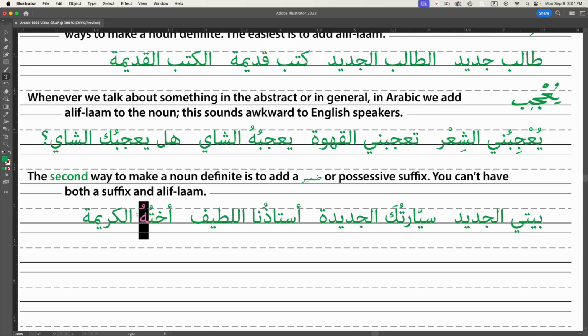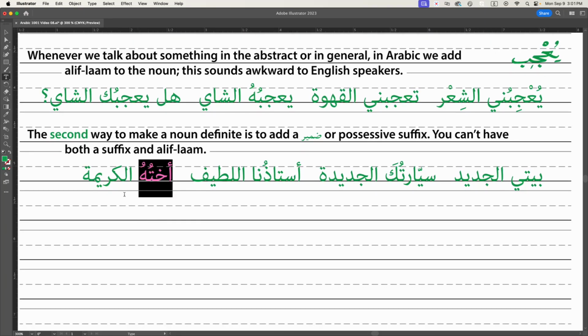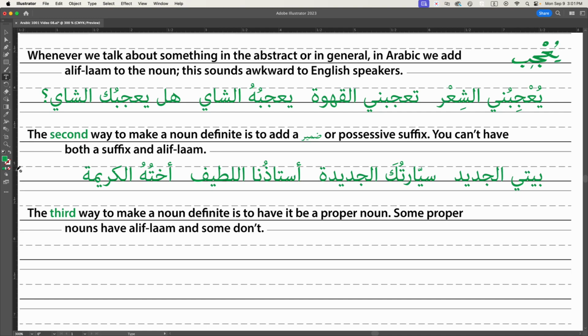So if you add a domir or possessive suffix, the adjective in a phrase needs to have alif lam on it, even though the noun can't have alif lam on it. That's an easy source of confusion for new learners, so watch out for that one. The third way to make a noun definite is to have it be a proper noun, a specific person, place, or thing, specific person or place usually. Some proper nouns have alif lam and some don't. It's no big deal either way.